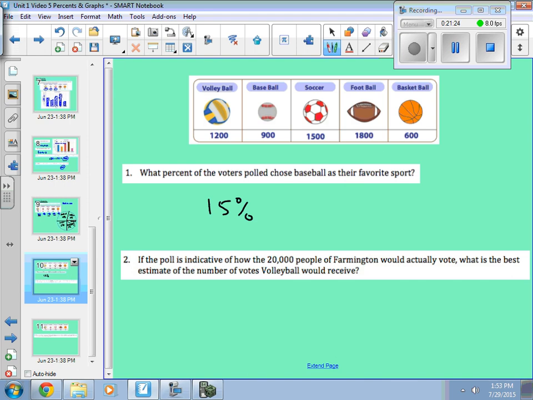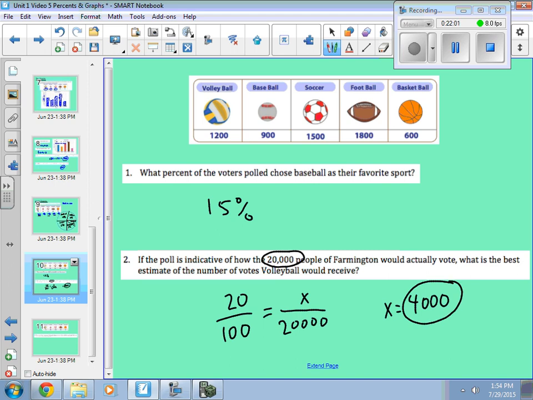So if we're going to do this, we know 20% is a percentage out of 100 that people said was their favorite sport. We can set this up as a proportion, but we need to know where to put this 20,000. 20,000 is the total people. So just like 100 is a total, 20,000 is a total, that should go on bottom. Then you want to put some kind of variable on top. Now we can cross multiply and divide like we've done before. So if you go through and cross multiply and divide, you find out that 4,000 people out of the 20,000 would vote for volleyball if about 20% of the people liked it as their favorite sport.